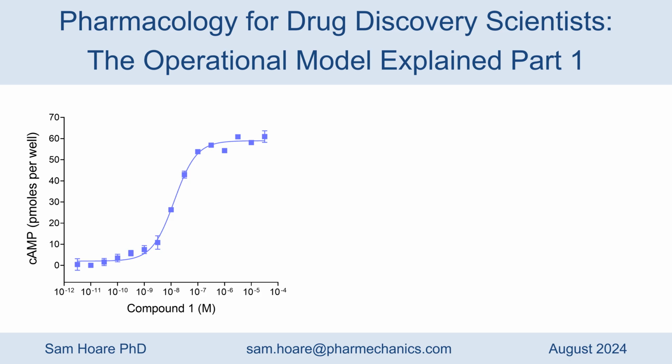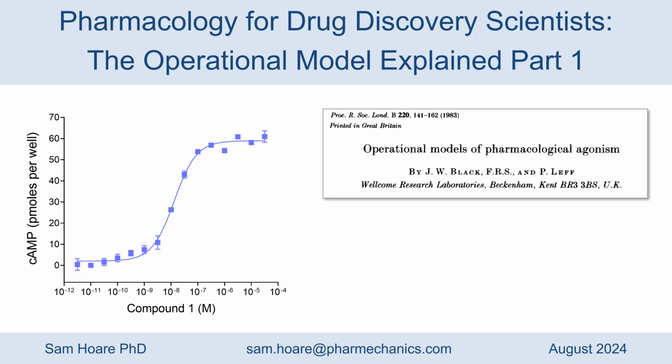In this video, we're going to talk about GPCR signaling assays, specifically the pharmacological data we get from these assays and how we interpret the results. Here in this graph, we have cyclic AMP generation being stimulated by an agonist via a GPCR. These data can be explained by a fundamental theory of GPCR pharmacology, the operational model of agonism.